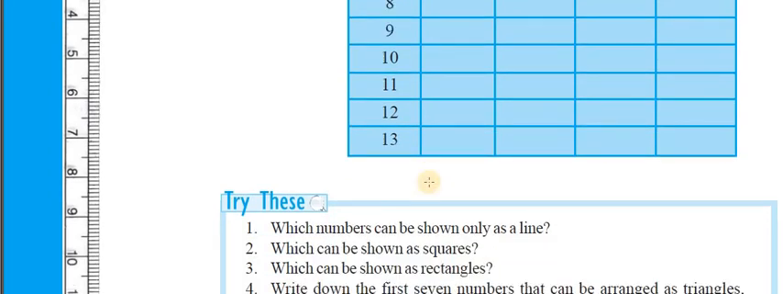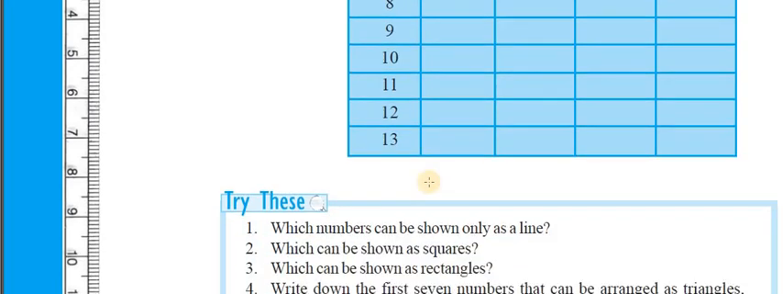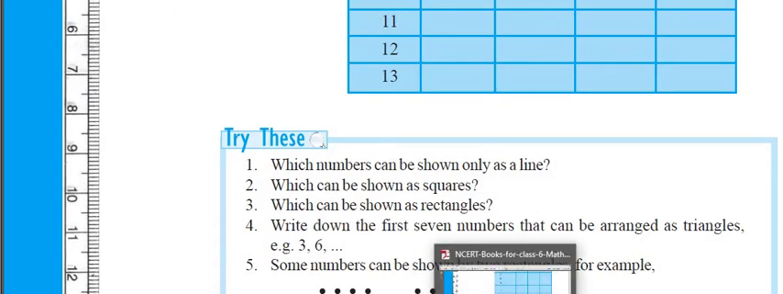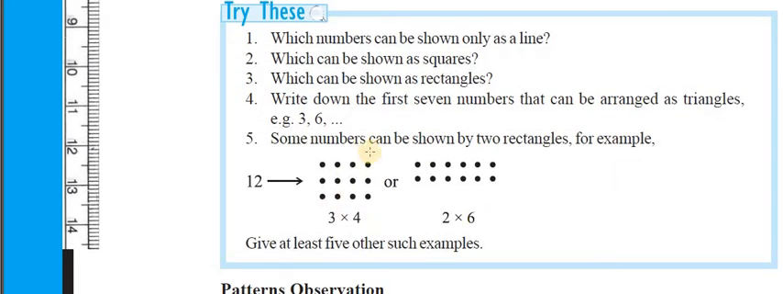Which numbers can be shown only as a line? Of course we all know which numbers, by seeing that you can write down this. Write down the first 7 numbers that can be arranged as triangles. First 7 numbers, okay. So 3, 6, 10. Some numbers can be shown by 2 rectangles. For example, give at least 5 other such examples. What they are asking, okay, this one, which can be shown as rectangles, which can be shown as squares, and which can be shown as a line, that we just now discussed.